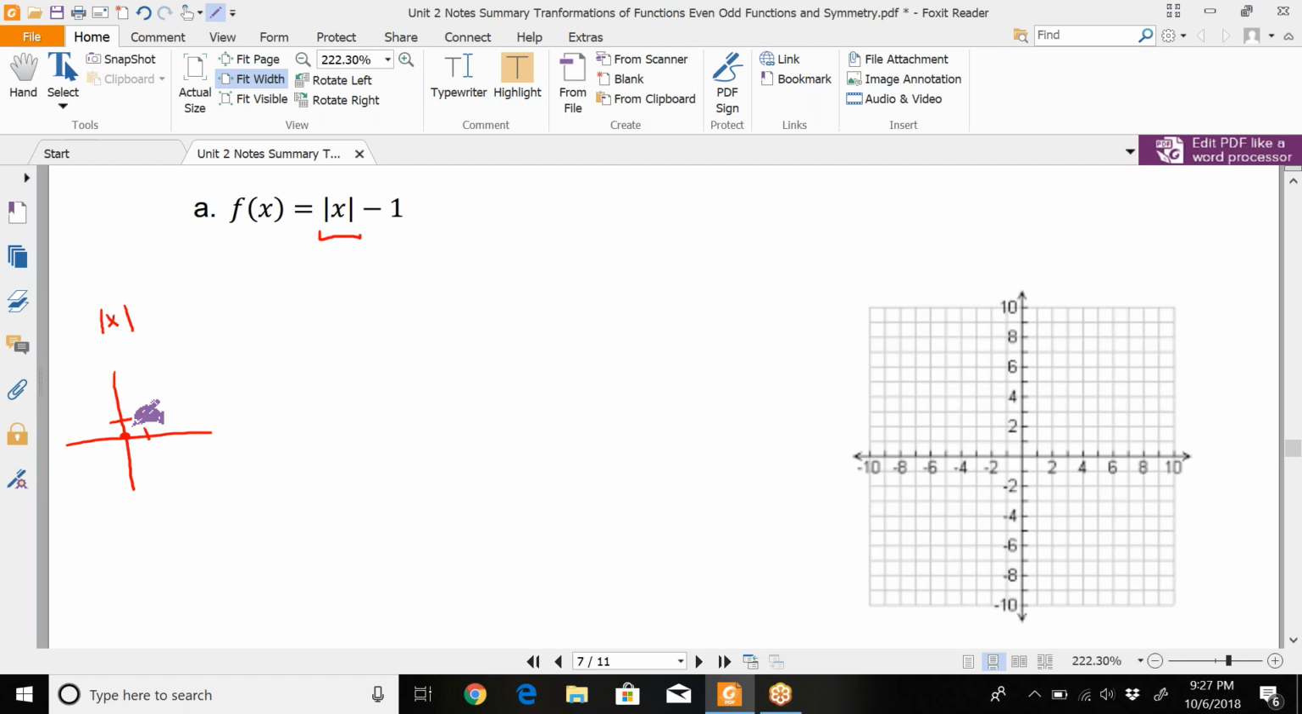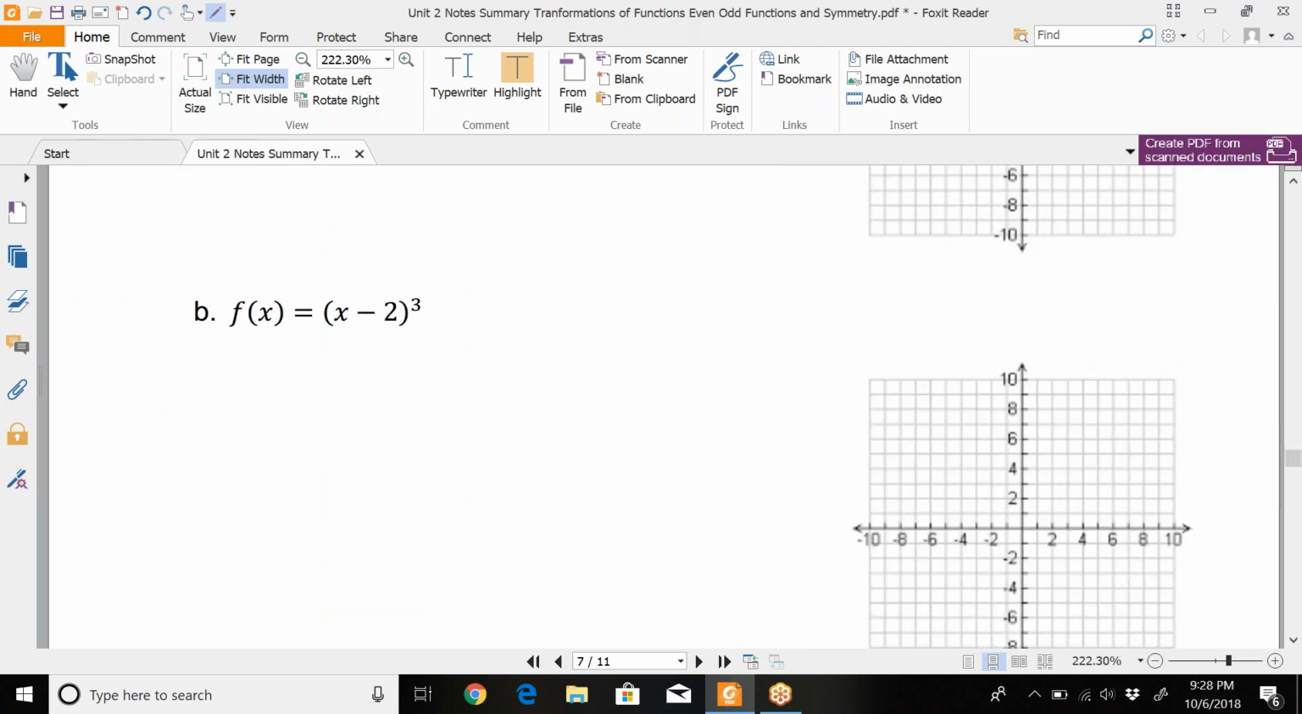So these are the 3 points that I'm going to try to shift. There's a -1 after the function. So that means we're going to shift the whole graph down 1. So 0, 0 is going to move to 0, -1. -1, 1 is going to move down to -1, 0. And 1, 1 is going to move down to 1, 0. So notice it is still the same absolute value shape, but it has been shifted down 1 on the graph.